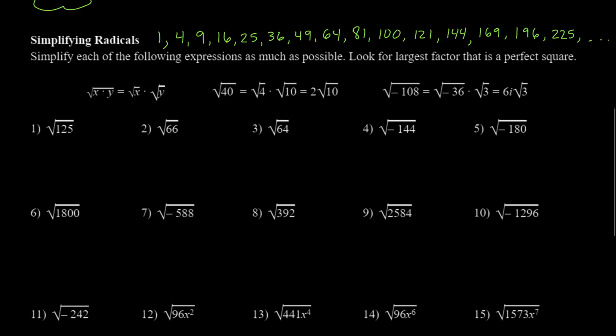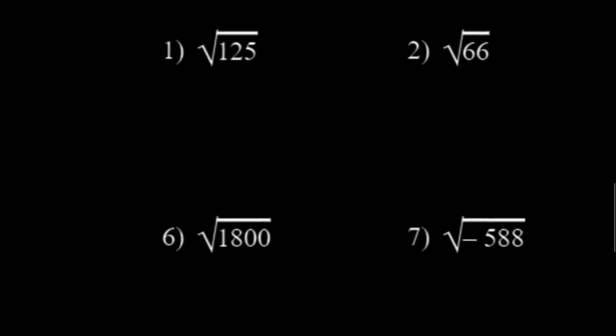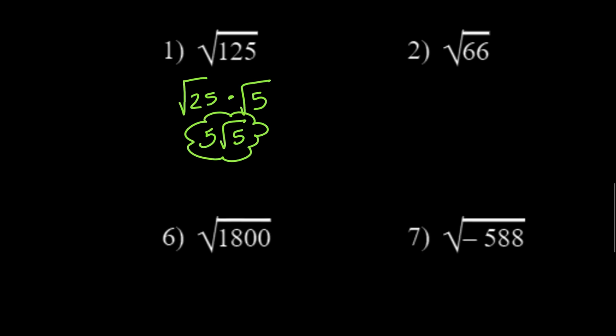25, right? 25 is the biggest factor that is a perfect square that goes into 125. So, I can split this into 25. And what times 25 is 125? 5. So I can split it into 25 and 5. What is the square root of 25? 5. So 125 in simplest radical form is 5 square root 5. 5 radical 5.